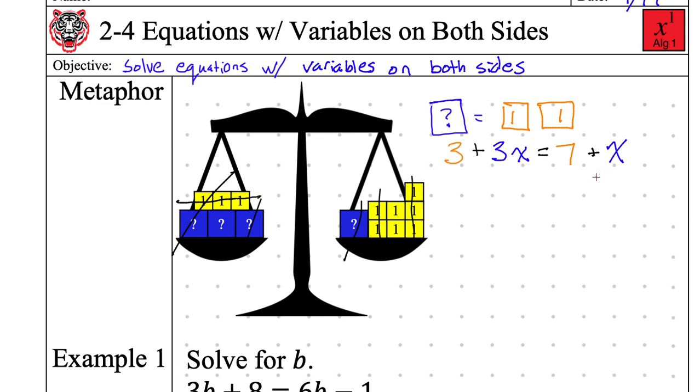So how do I say that? 3 plus 2x equals 7 plus x. Yeah, so you have the line down here. What is the operation that I should be doing to both sides? Subtraction, in this case. So subtract what on both sides? 1x. Yep, so subtract x, subtract x. And then you would subtract 3.